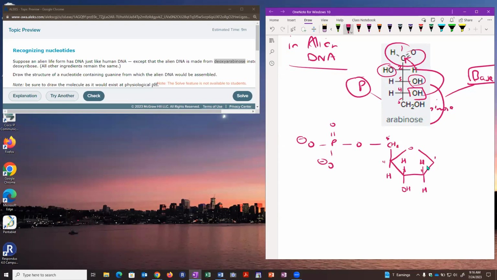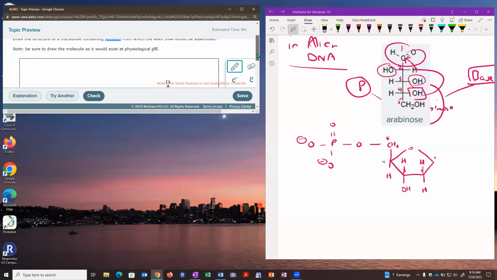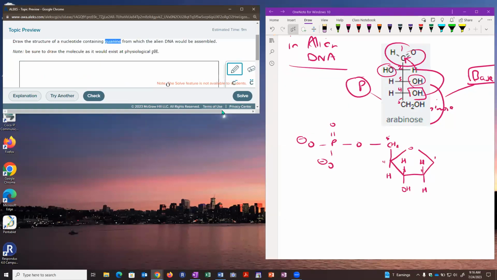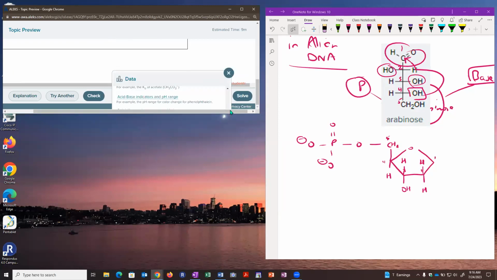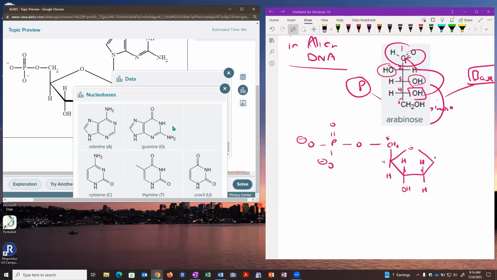I still need the base. Well, which base do we need? Well, it looks like we need guanine, right? And we can go into our list, our data, and locate the structure for guanine. You don't have to draw that from scratch. That's actually already built in over here. All right, so you can copy that over to, or at least draw that over here in your structure.